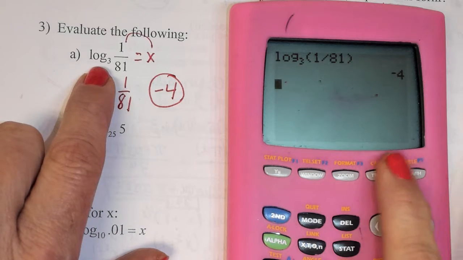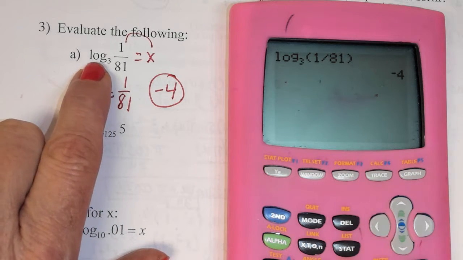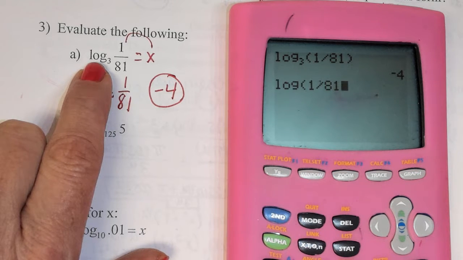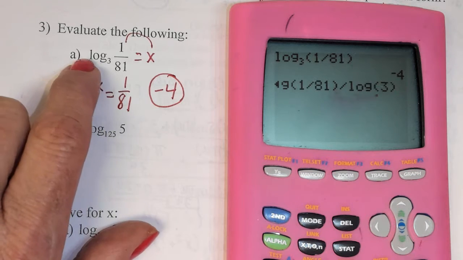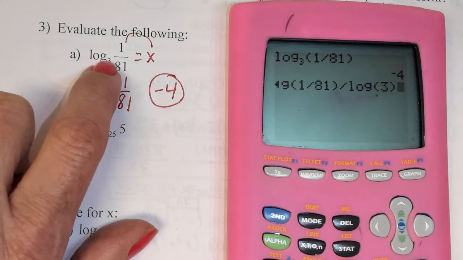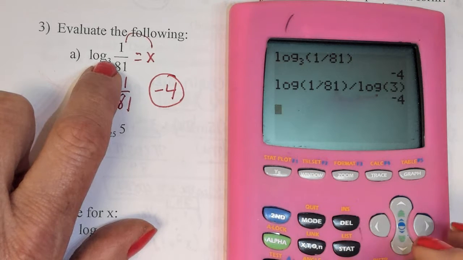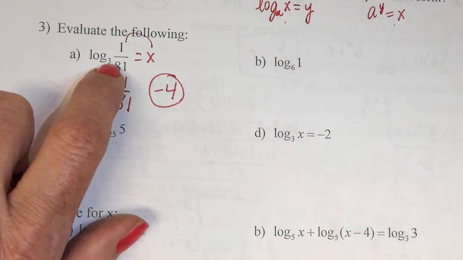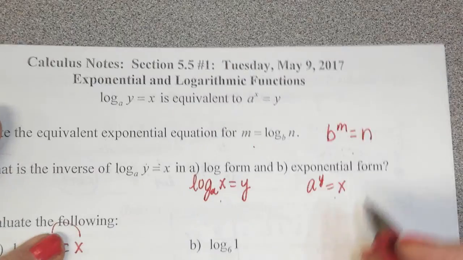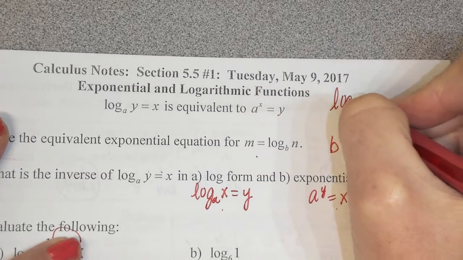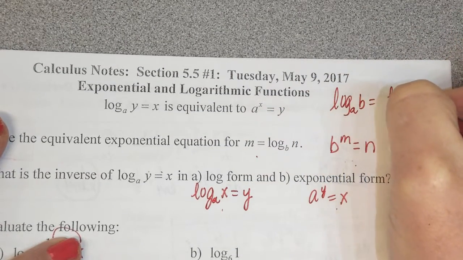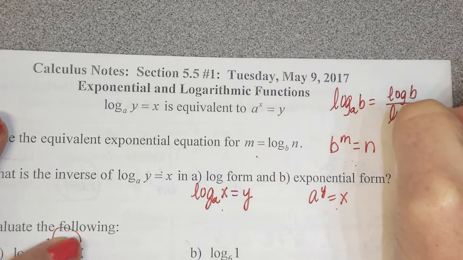Good question. If you don't have log base on your calculator, you have to use change of base. Log 1 over 81 divided by log 3 is how you'd have to type it in. It's that pattern: log of this divided by log of that, and it'll still give us the answer. So here's the formula for it if you need it: log base a of b is log b divided by log a.